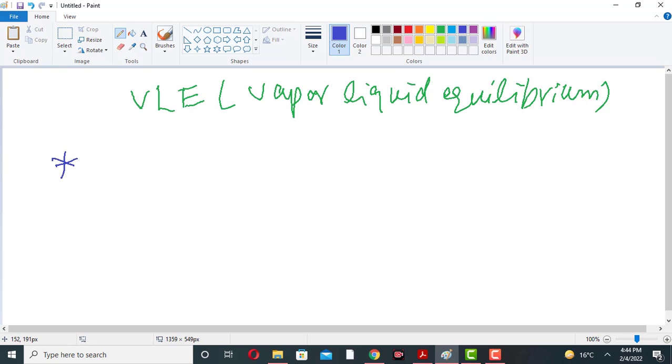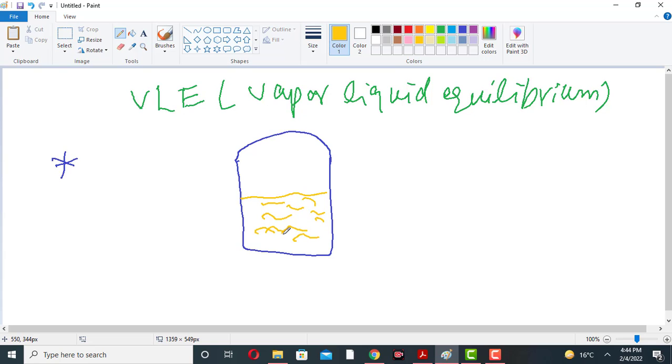Suppose we take a beaker of water. This is liquid water.